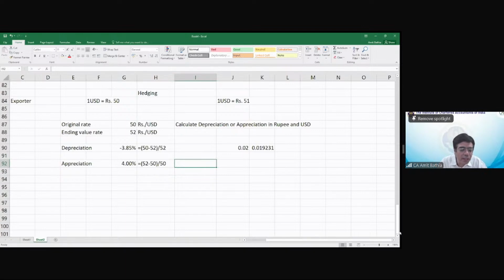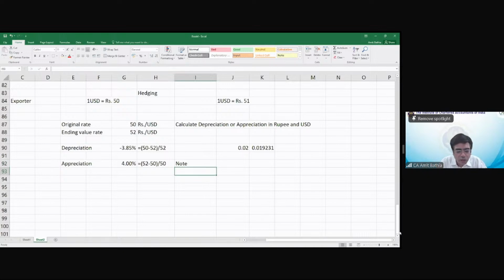Exactly. See, the idea, sir, is that they need not get into the confusion of S1 minus S0 upon F2, etc. As long as they understand the concept. Actually, sir, students may get confused with this 52 and 50. That is my only concern. No, I'll explain it further, so it will become even easier for you.